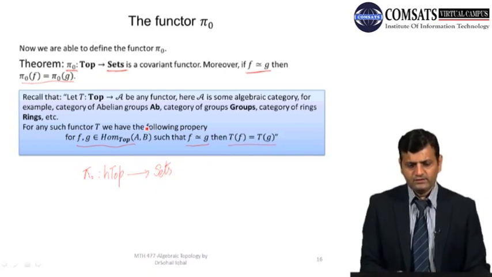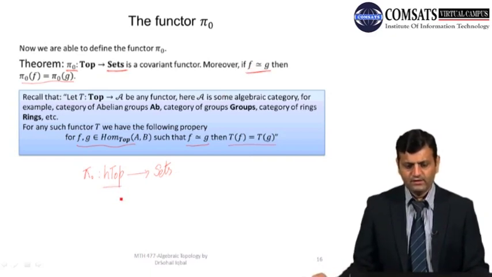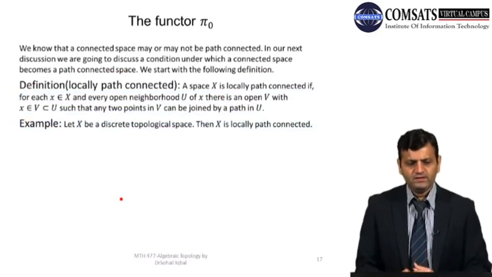Because if F and G are homotopic, then their images are equal, so we don't need to consider extra functions, and we just consider its quotient category, which is the homotopy category of topological spaces. Okay, so we know that a connected space may or may not be path connected. In our next discussion we are going to discuss a condition under which a connected space becomes a path connected space. For this we need the following definition.